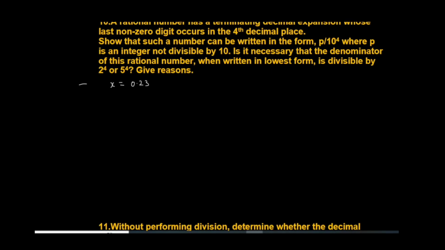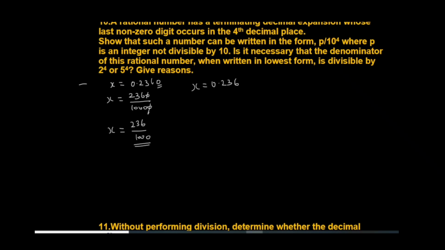0.2360. When I am taking a decimal like this, how can I write this in the p by q form? 2360 by 10,000. The last digit is 0, which means the numerator is divisible by 10, so we can cancel this. So our x is nothing but 236 by 1000, which is not 10 to the power 4, which is 10 to the power 3. So that is the condition given here. The non-zero digit is there in the fourth place.